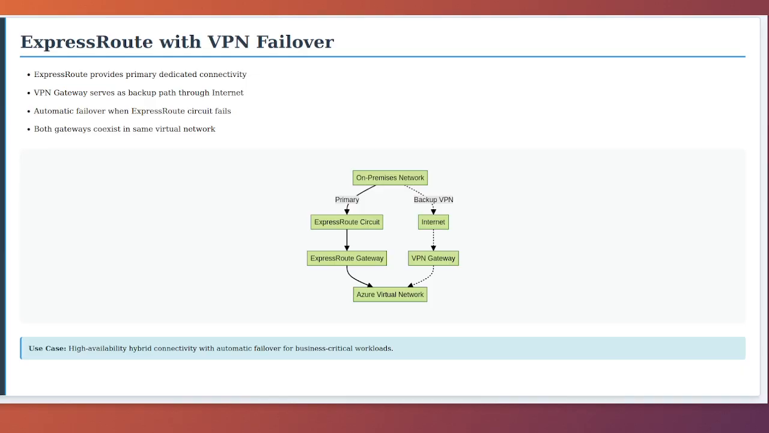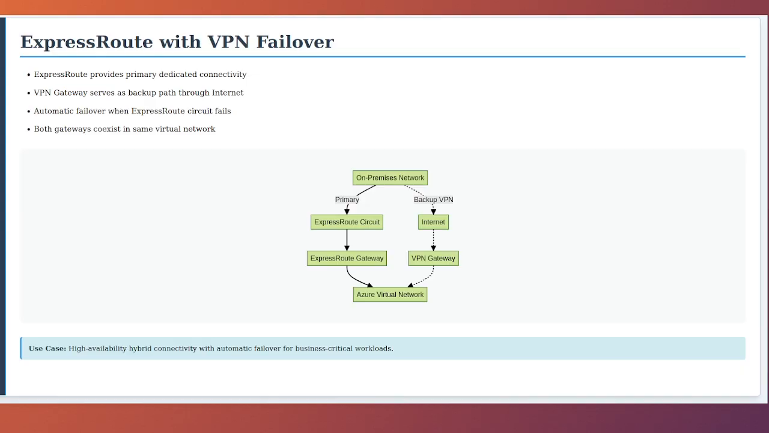The ExpressRoute circuit serves as the primary path for all traffic between on-premises and Azure, providing predictable latency, higher bandwidth, and enhanced security. The VPN connection remains configured but typically carries no traffic during normal operations. When the ExpressRoute circuit fails due to fiber cuts, equipment failures, or provider issues, Azure's routing automatically switches traffic to the VPN tunnel within seconds.